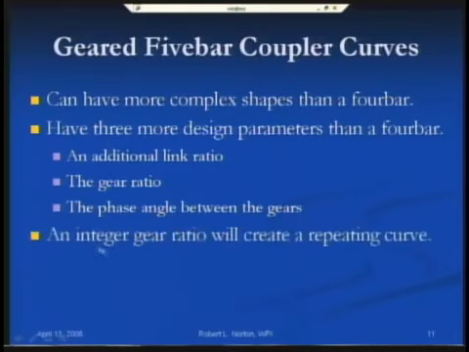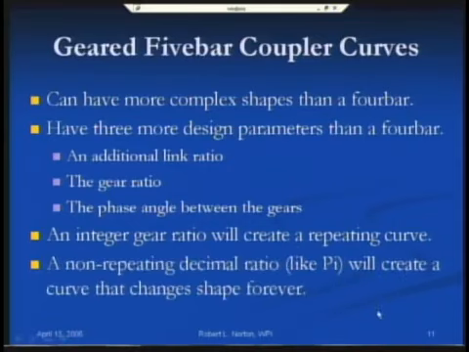If I provide it with an integer gear ratio, I will get a repeating curve. If it's 1 to 1, it's rather uninteresting. If it's 2 to 1, it'll repeat after 2 revolutions, 3 to 1 after 3 revolutions, etc. If I have a non-repeating decimal ratio for a gear ratio, such as pi, for example, a number that never really settles down, then I will get a coupler curve that continues to change shape in a precessing fashion. Not necessarily practical, but kind of interesting.